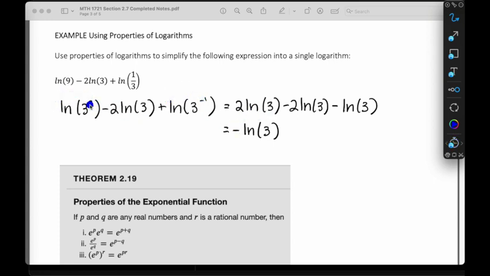So this 2 comes down in front here. This negative 1 comes down in front here and becomes minus the natural log of 3. And now because everything is in terms of the natural log of 3, I can just add and subtract the coefficients and combine like terms. So I have 2 minus 2, that disappears and I'm left with the negative natural log of 3. So taking a minute to combine things when you can definitely helps out.